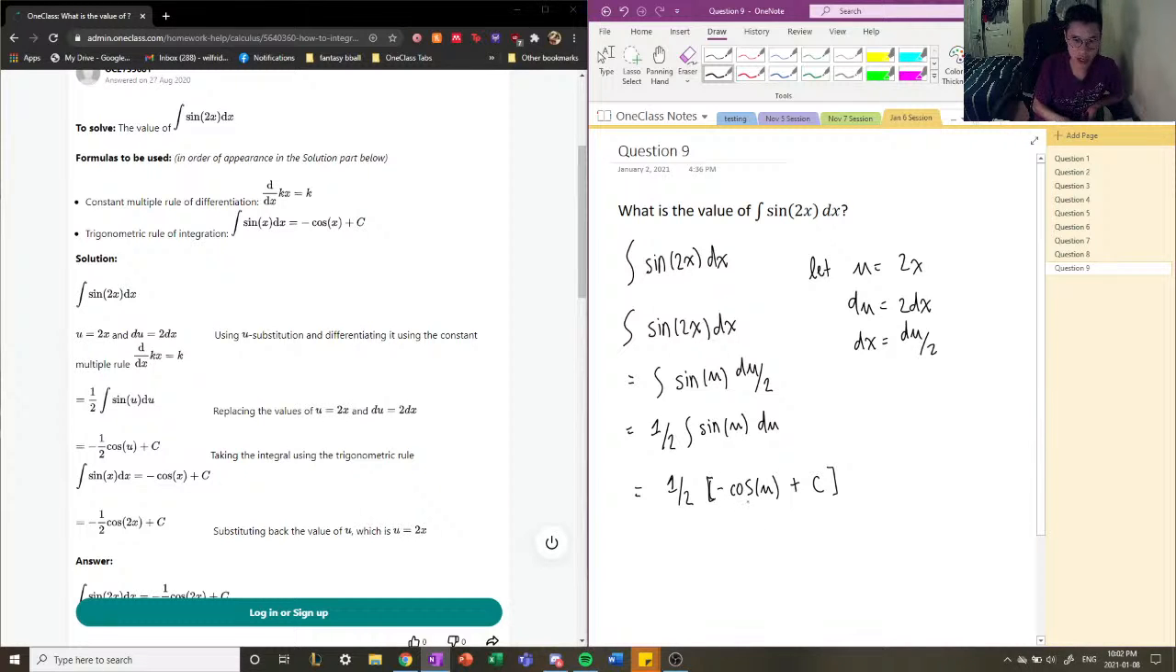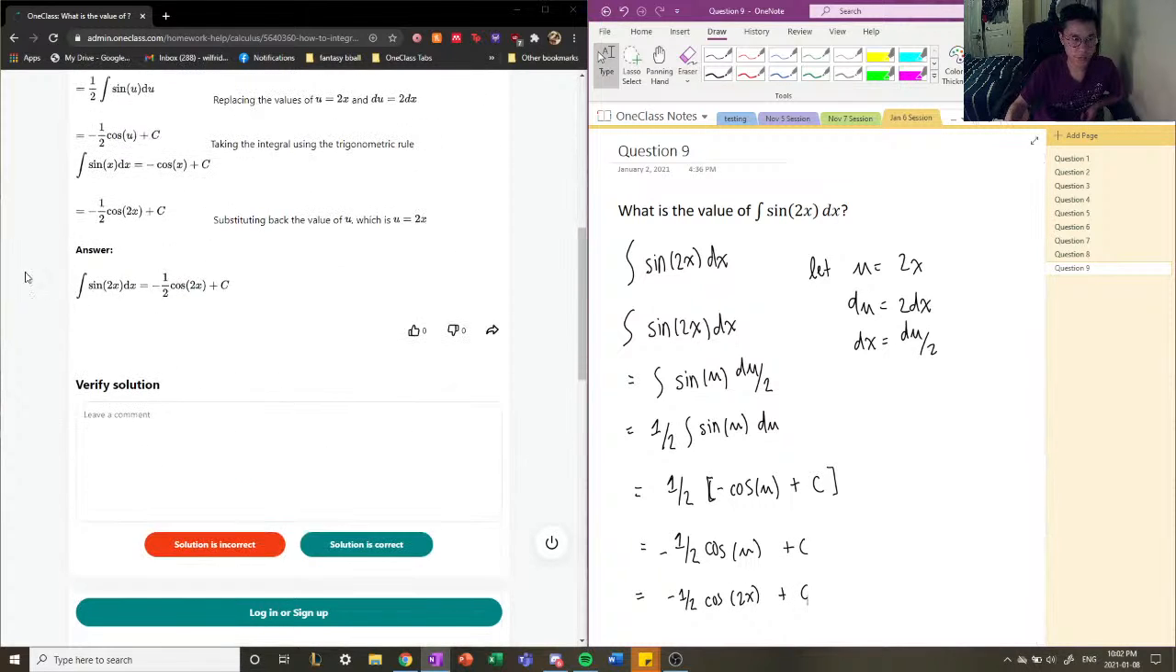So now that we have negative cos u plus c, we're just going to include our constant here, which is going to be negative half times cos u plus c, and we're going to sub in u, which gives negative half cos 2x plus c. So that is the solution to the indefinite integral of sine 2x dx. So the solution is correct.